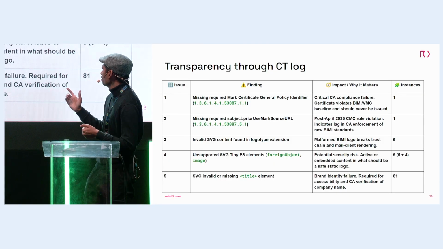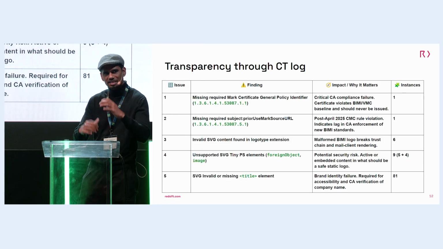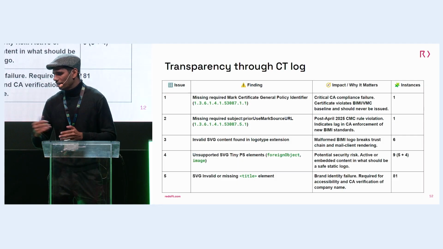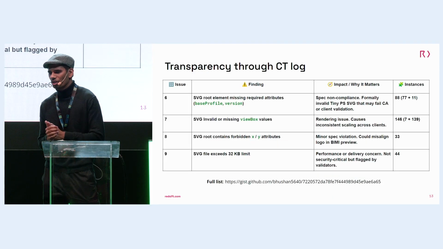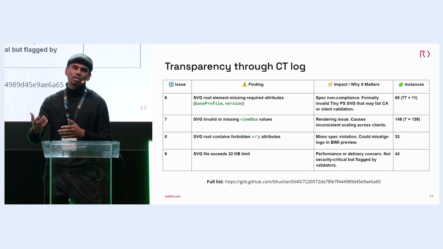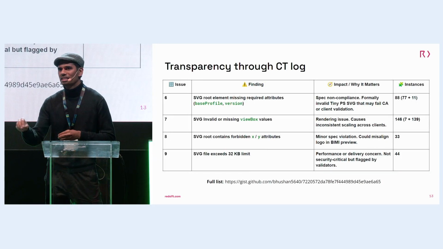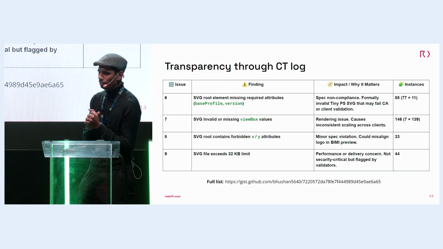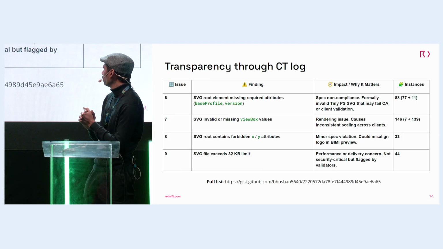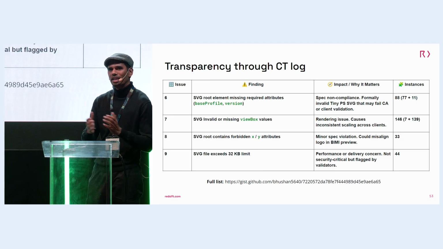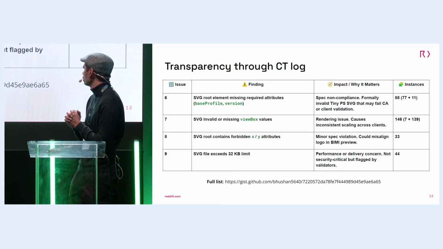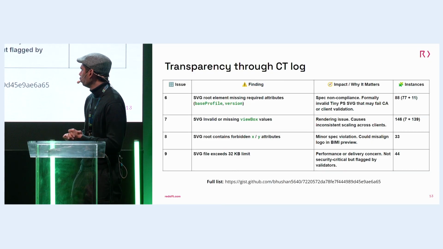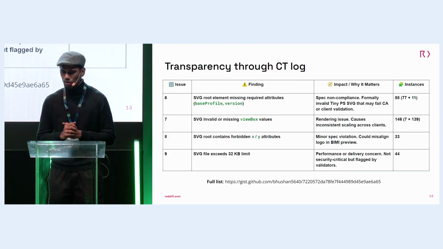Then a few instances of malformed SVG inside the certificate, and then a bunch of other cases around mandatory elements like title or version, base profile missing, or forbidden elements being present in the certificate. And the last one is an example of exceeding the BIMI max size policy limit, with a few instances of that as well. I uploaded a full list on a Gist with all those instances.